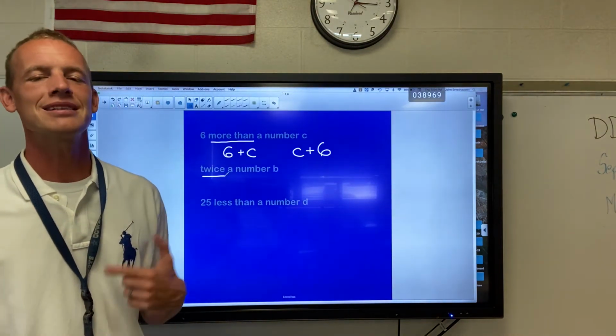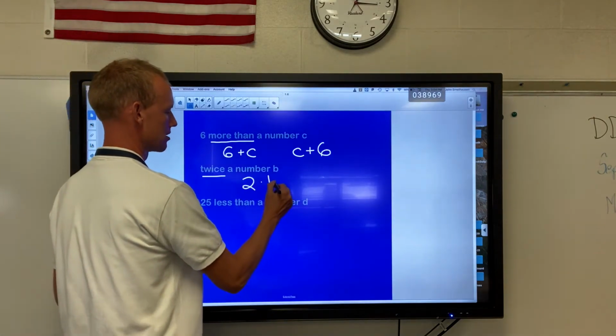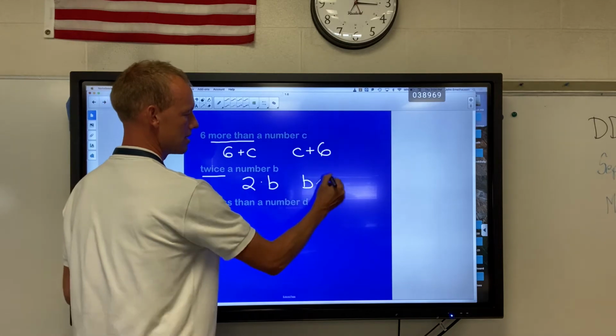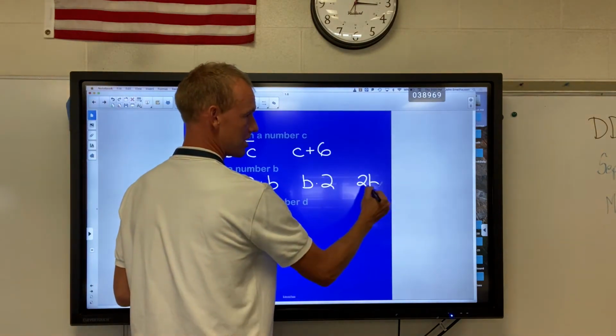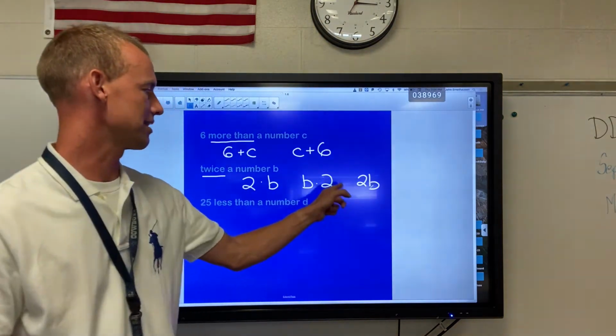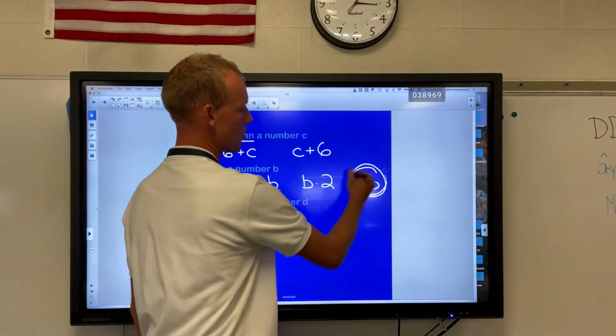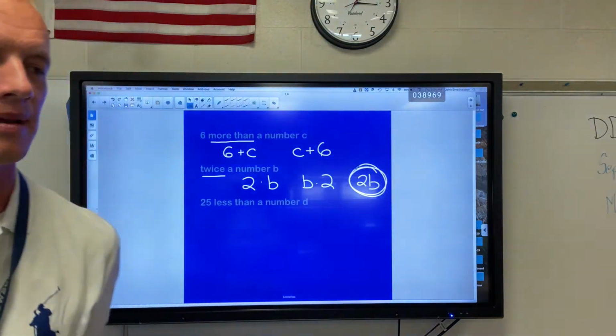Twice means like you're doubling it. What operation is this? You're multiplying. So 2 times B, B times 2. In algebra, the way that we write multiplication is you put the number next to the letter. All three of these would be accepted. This is my favorite one because we don't mess around with the times sign, because the times sign looks like an X.